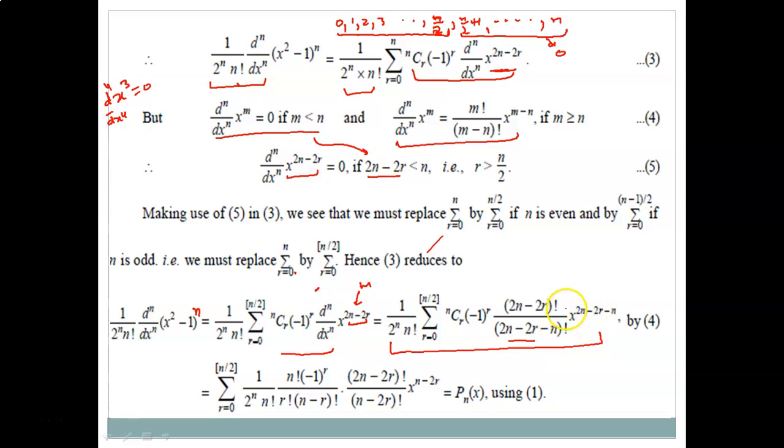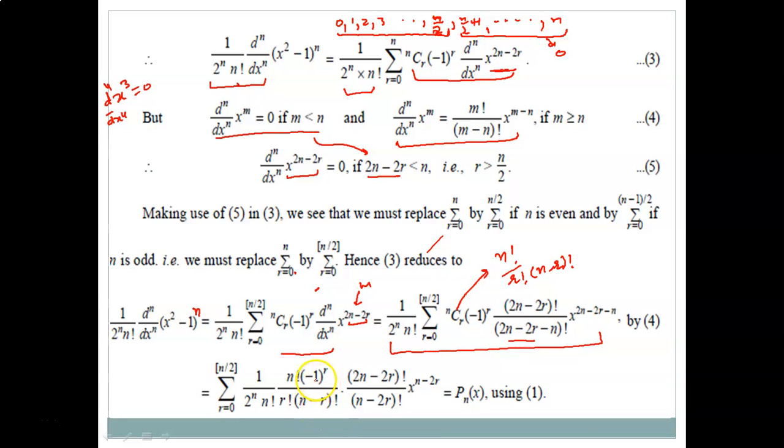Now the further simplification can give us: you take this (1/2)^n n! inside the summation, so you can have (1/2)^n n!. Then if you open this nCr, the value of nCr is always n! divided by r! times (n minus r)!. So we have opened this nCr. So nCr is giving us n! over r!(n minus r)!.